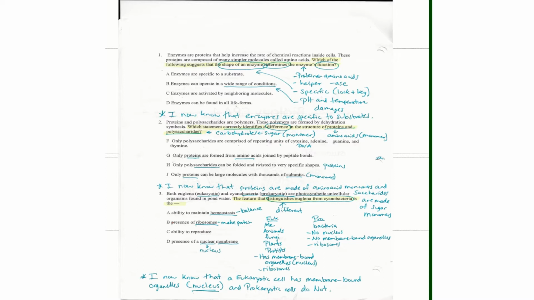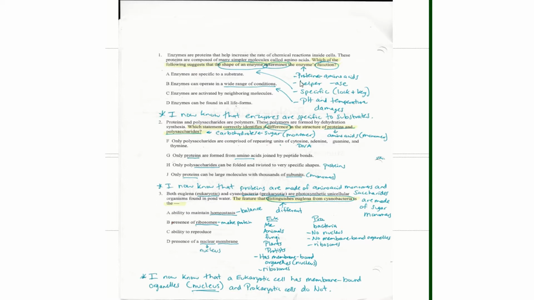So, number 1, which of the following suggests that the shape of an enzyme determines the enzyme's function? The second thing you do is circle or underline. So, shape of an enzyme determines function. So now you're going to go ahead and write what you know. Number 3. And what do you know?